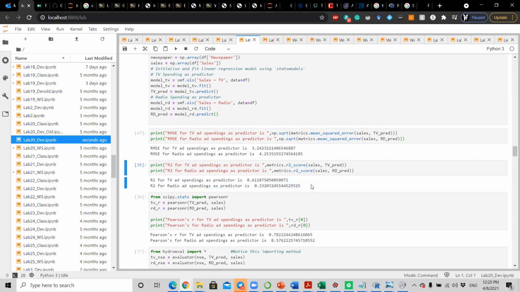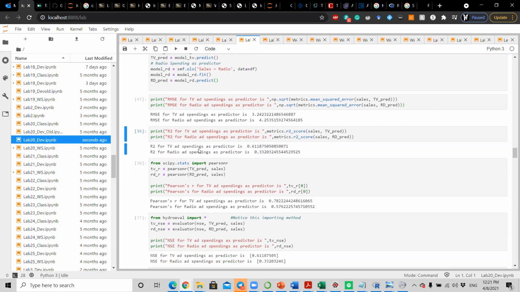TV. Why? Bigger. Because unlike RMSE, when you're looking at R squared, you want bigger numbers. So the TV model is giving you a bigger number, so you're happier with it and you pick it.